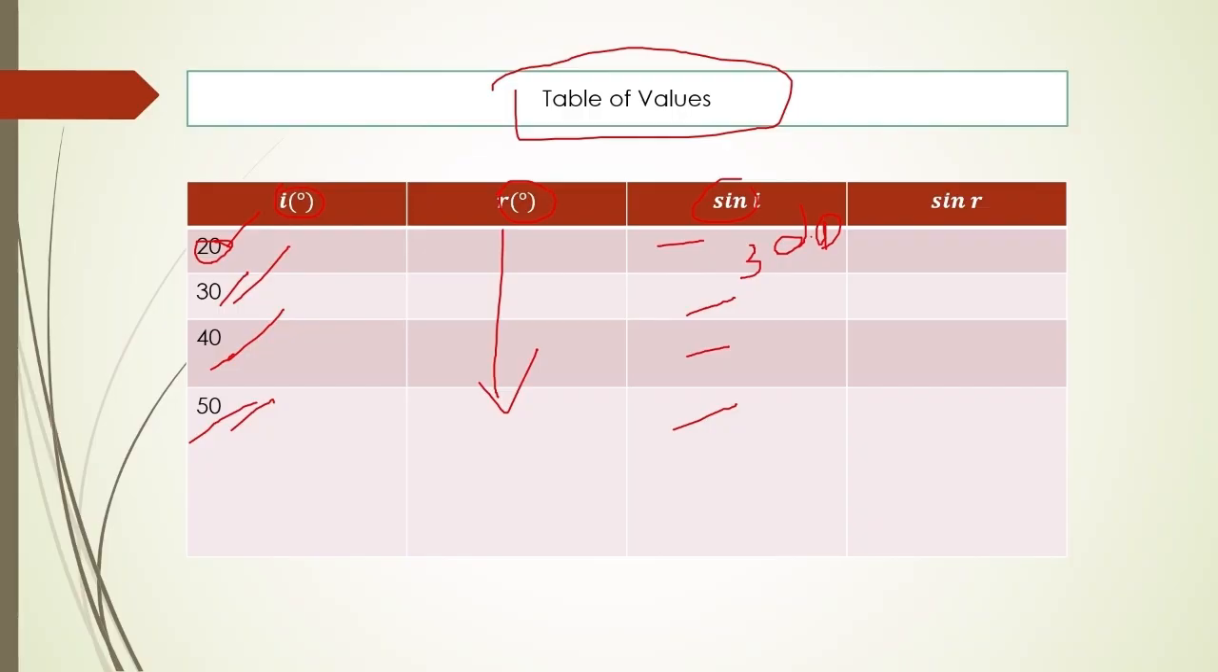The same thing that you have done for sine of I must also be done for sine of R. So assuming it is 14 degrees, you press sine of 14 degrees and record it to 3 decimal places. Then if this is 19 degrees, you press sine of 19 and record. All this recording must be to 3 decimal places. That is how you fill your table of values.